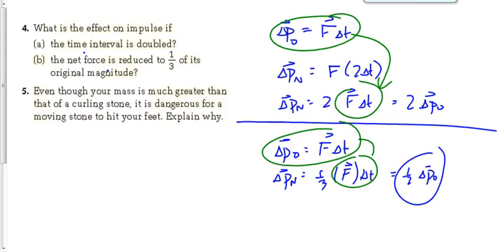And 5 says, even though your mass is much greater than that of a curling stone, it's dangerous for a moving stone to hit your feet. How come? You know what a curling stone weighs? About 20 kilograms. It's almost 50 pounds. You've got a 50-pound rock coming towards you. Why is it dangerous to stop it with your feet?